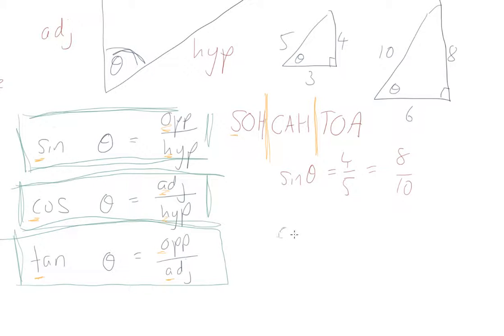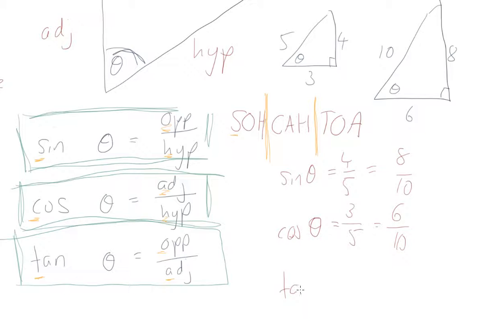Cos theta would be the adjacent over the hypotenuse. My adjacent here is 3, my hypotenuse is 5, so 3 on 5. In my bigger triangle, 6 on 10. You will note that 8 on 10 simplifies to 4 on 5, and 6 on 10 simplifies to 3 on 5 as well. So it's the same value. I would expect that because the triangles are similar.